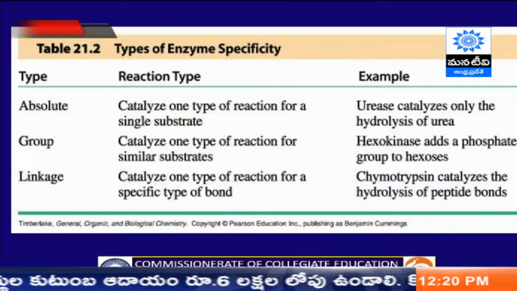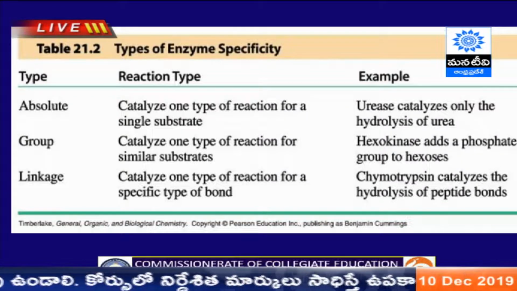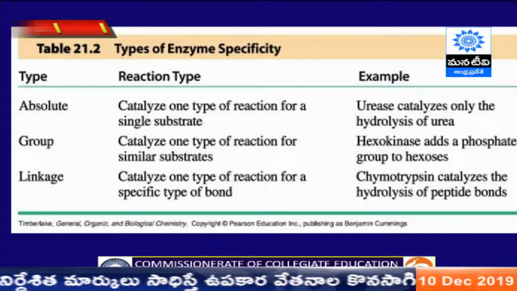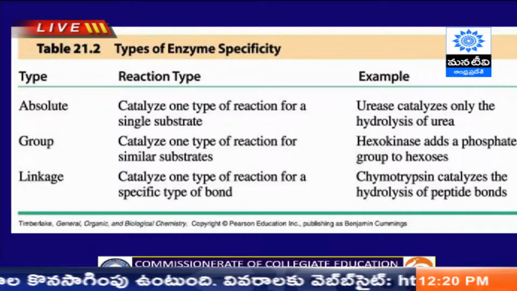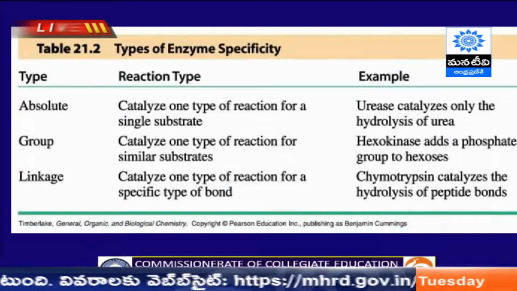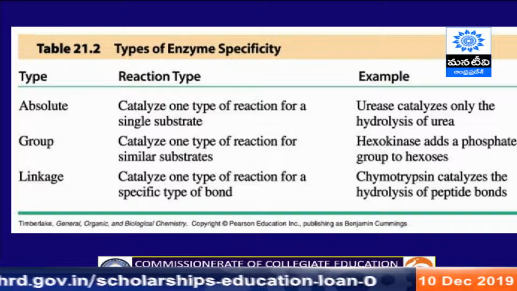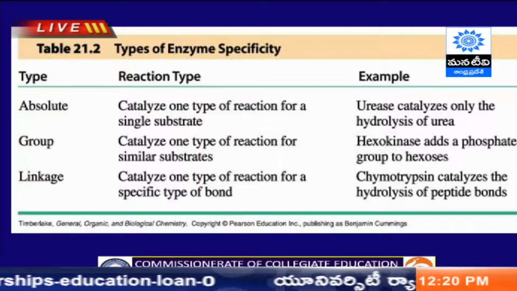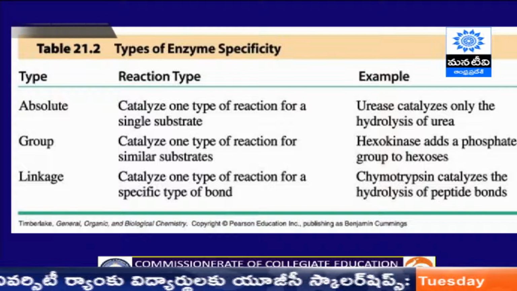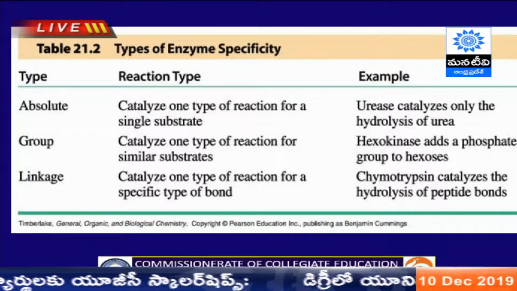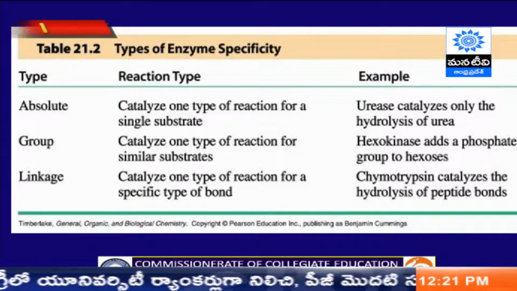Fructose 6 phosphate and glucose 6 phosphate are similar substances called hexoses, but hexokinase adds the phosphate group to either glucose 6 phosphate or fructose 6 phosphate. And the other one is linkage specificity, and they catalyze only one of the 2 optical isomers or one of the 2 geometrical isomers of the compounds. For example, take chymotrypsin, it catalyzes the hydrolysis of the peptide bond.